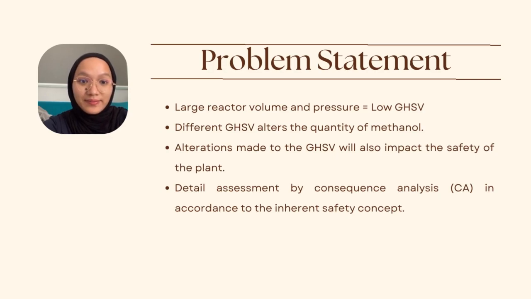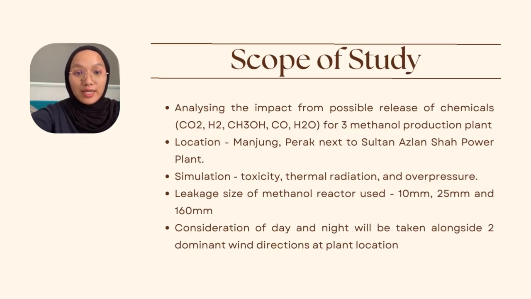This research is conducted to analyze the impact from possible release of chemicals such as carbon dioxide, hydrogen, methanol, and carbon monoxide by applying different GHSV at a constant pressure of 442 bar to plant 1, which has reactor size of 42 meter cube and GHSV of 10,000 per hour. Plant 2 with reactor size of 21 meter cube with GHSV of 20,000 per hour, and to plant 3 with reactor size of 84 meter cube and GHSV of 5,000 per hour.